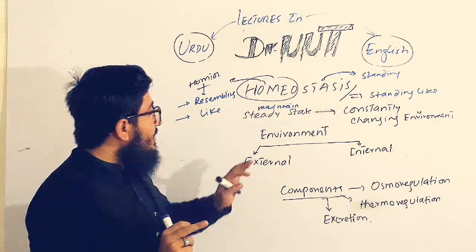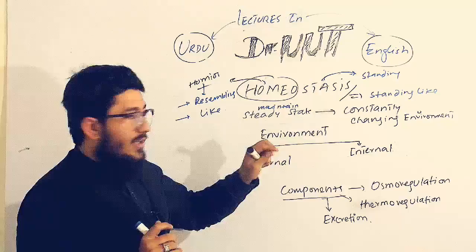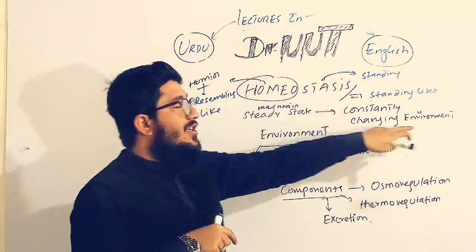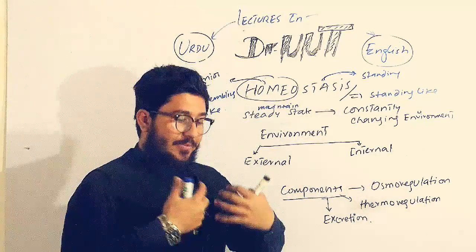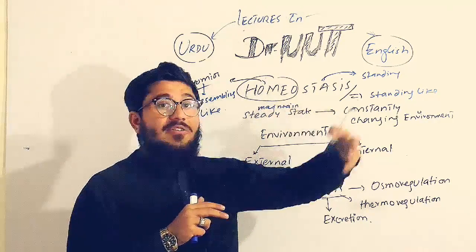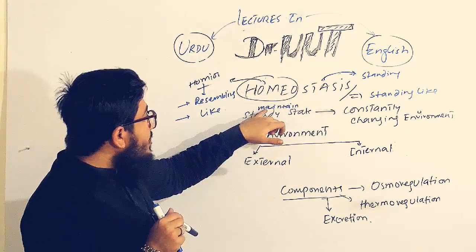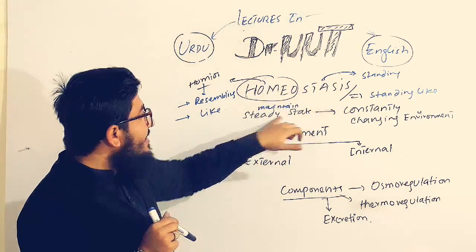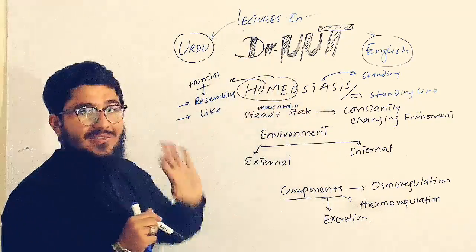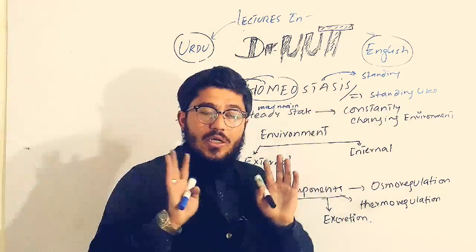So how will we define homeostasis biologically? Biologically, the maintenance of the internal environment in a steady state, with respect to the constantly changing environment, is called homeostasis. It means we are making our internal environment steady and maintained with reference to the external environment.